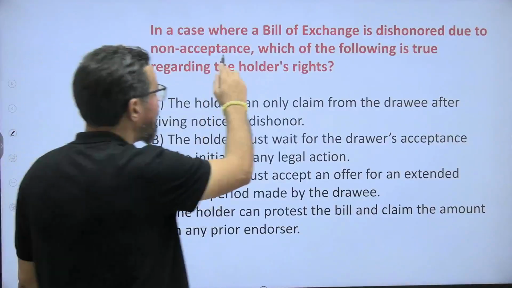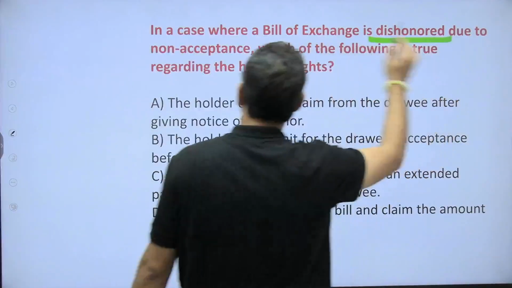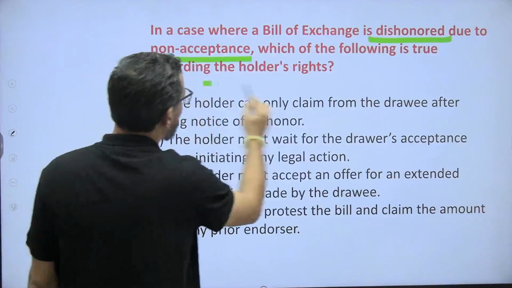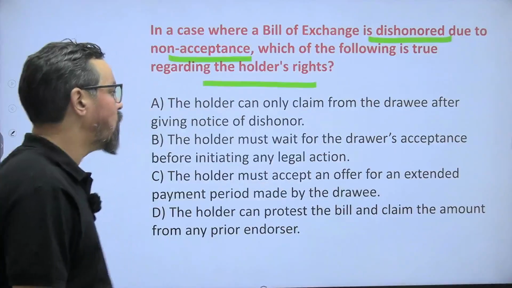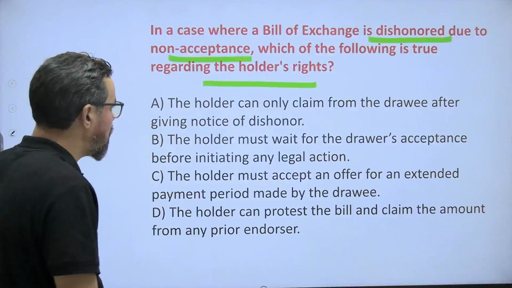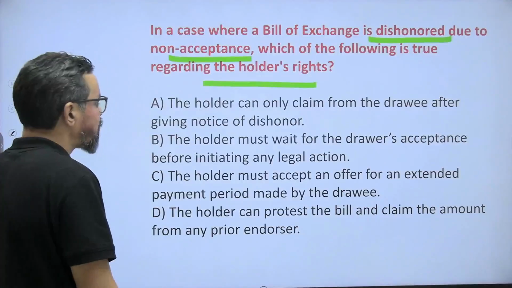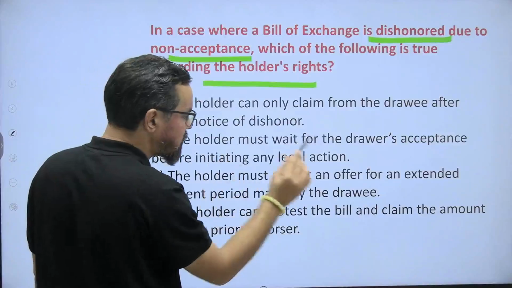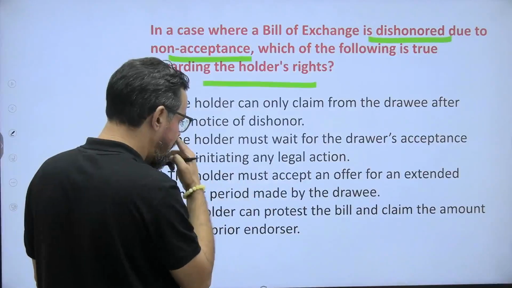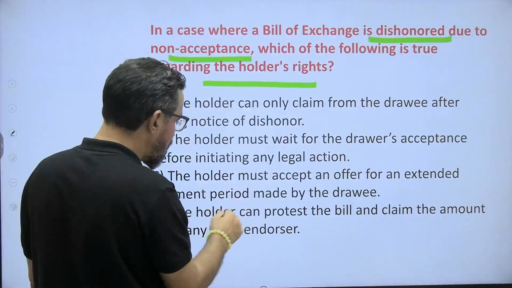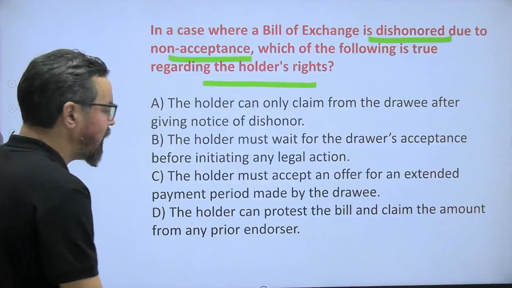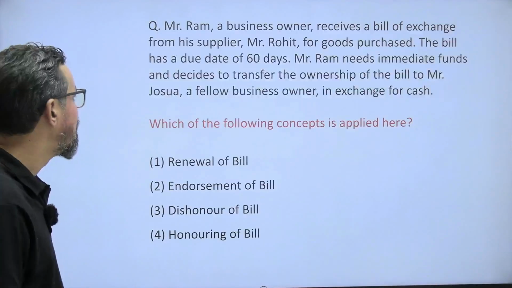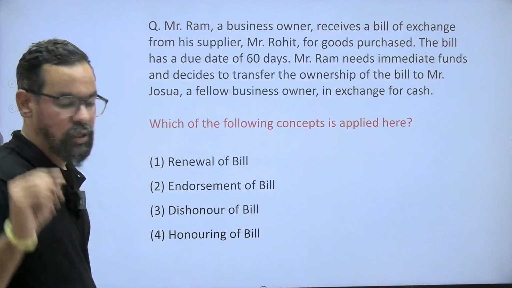In case where a bill of exchange is dishonored due to non-acceptance, which of the following is true? The holder can only claim from the drawee after giving notice. The holder must wait for the drawer's acceptance. The holder must accept an offer of extended payment period made by the drawee. The holder can protest the bill and claim the amount. So D will be the right answer. This we have discussed through those terminologies.